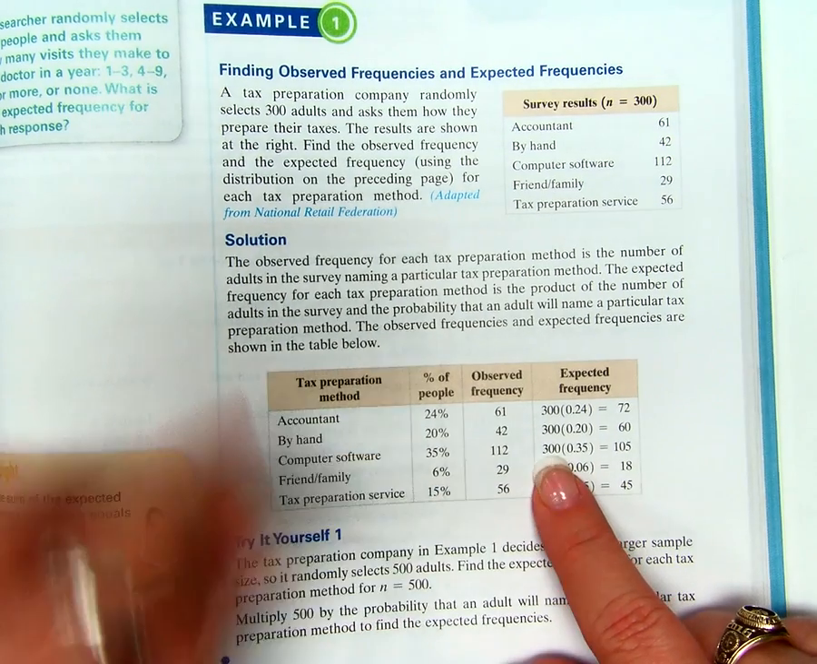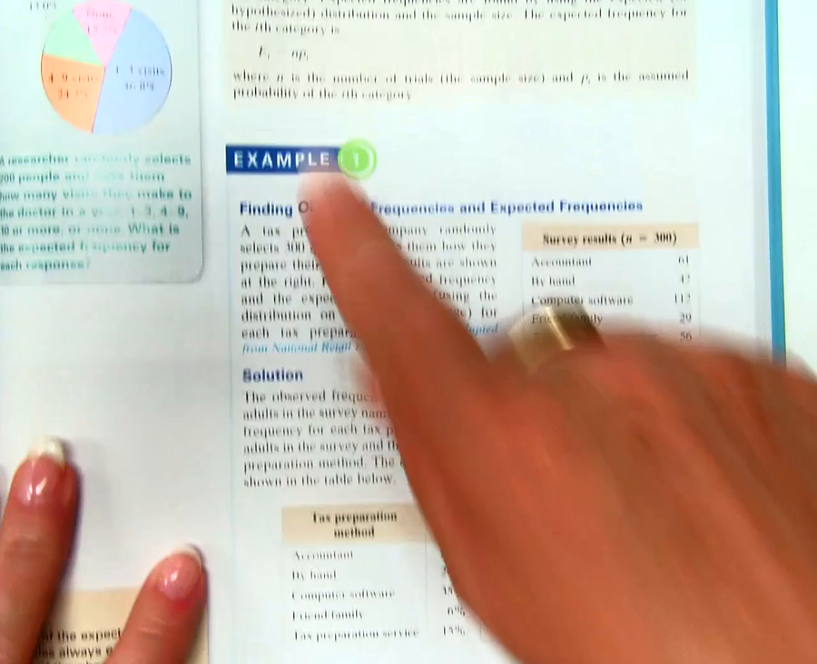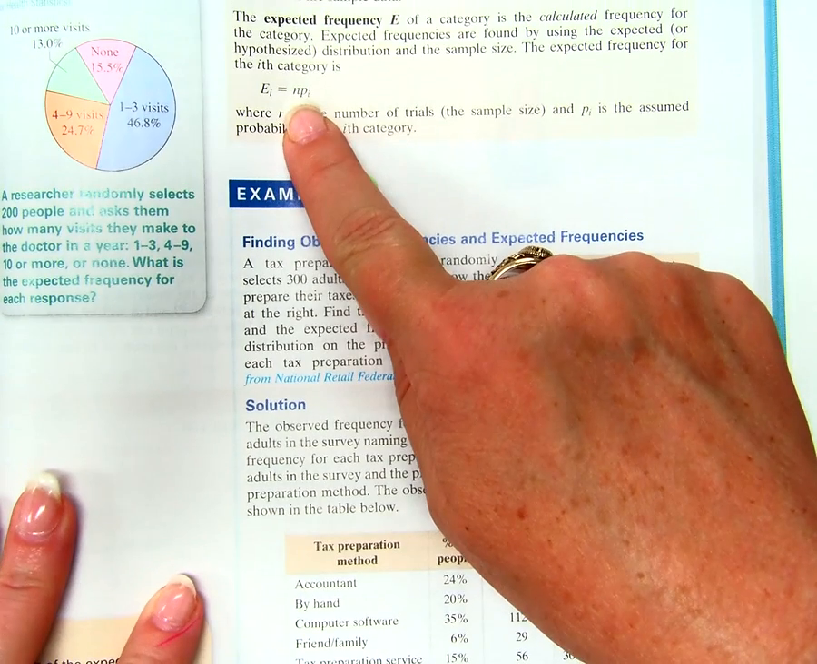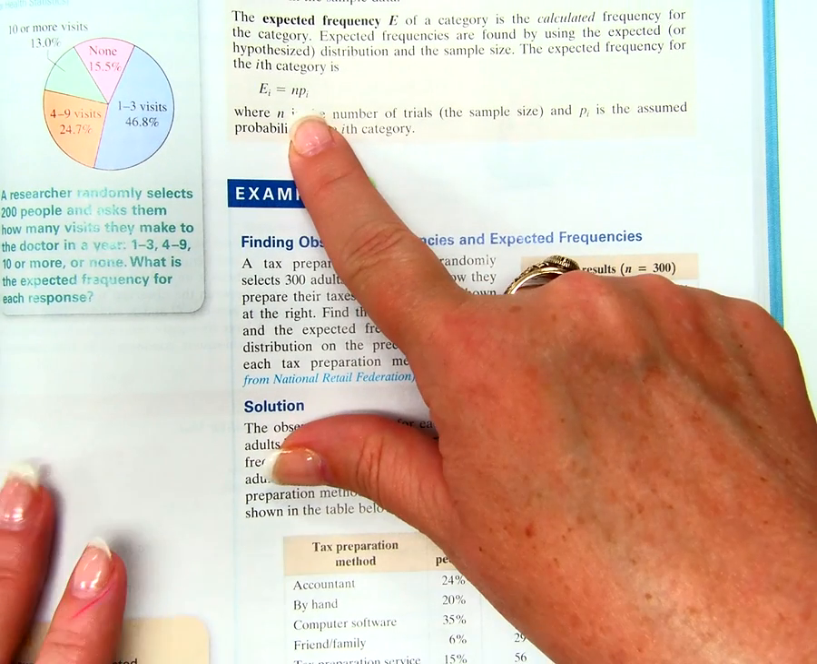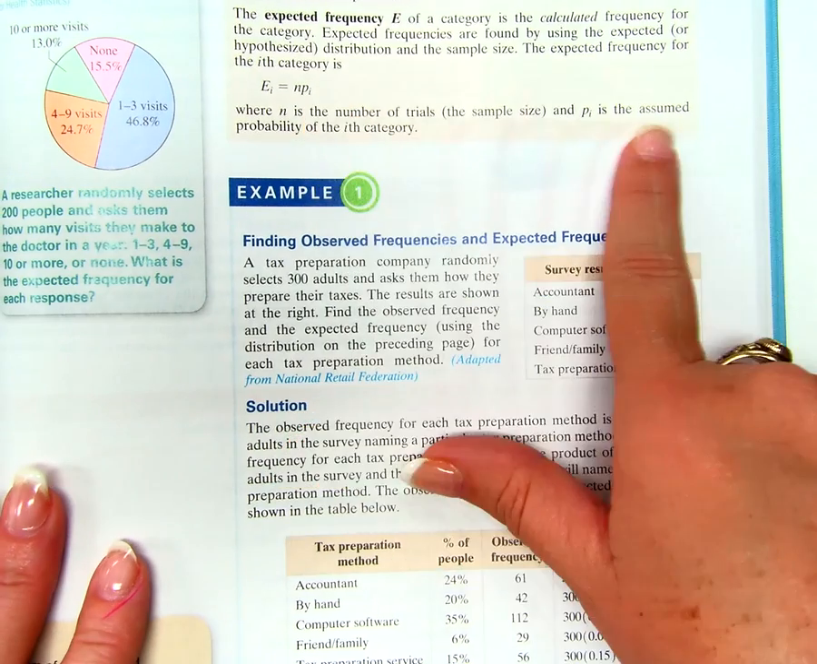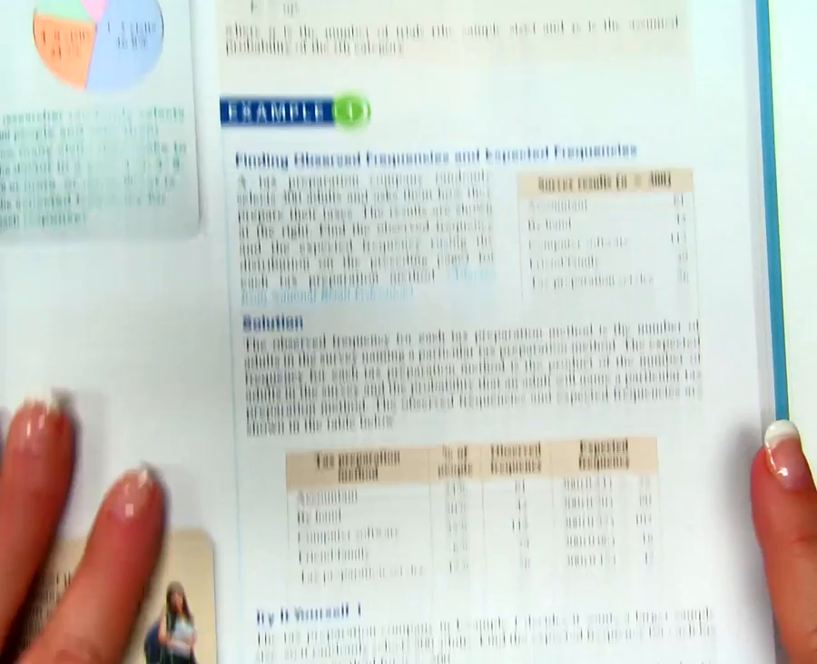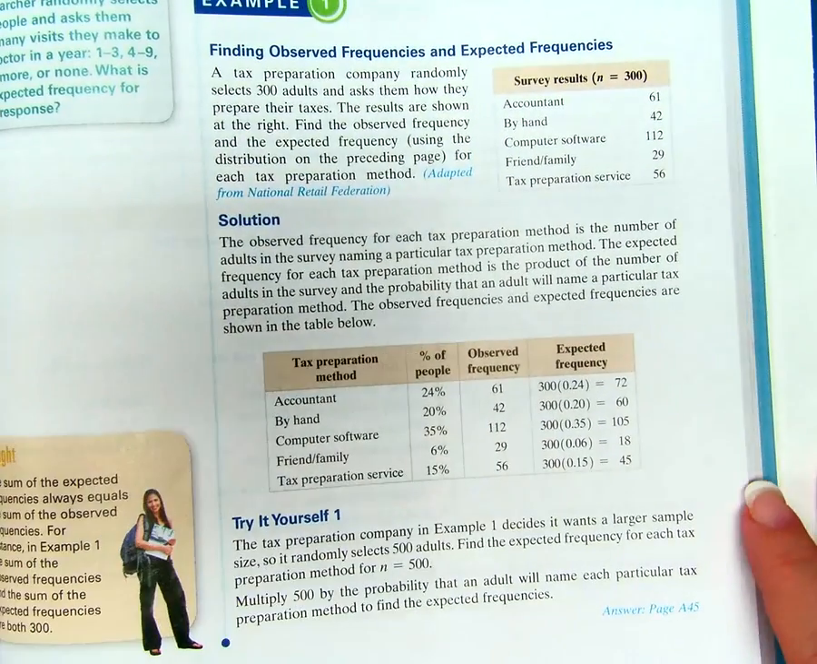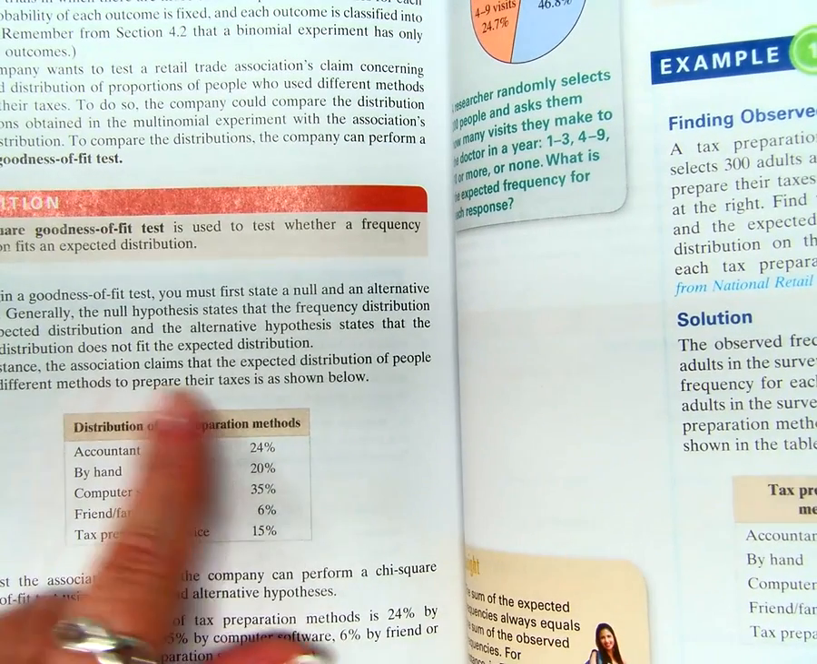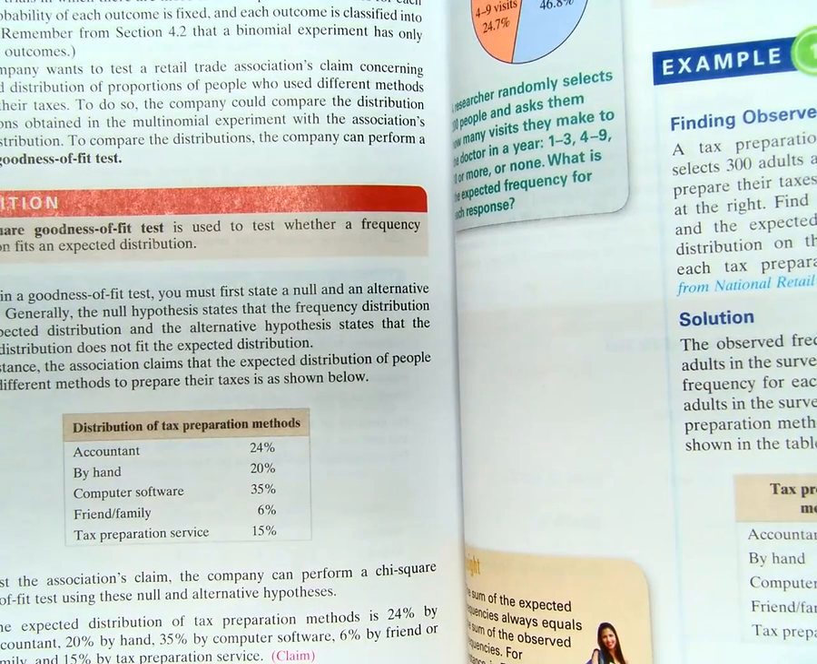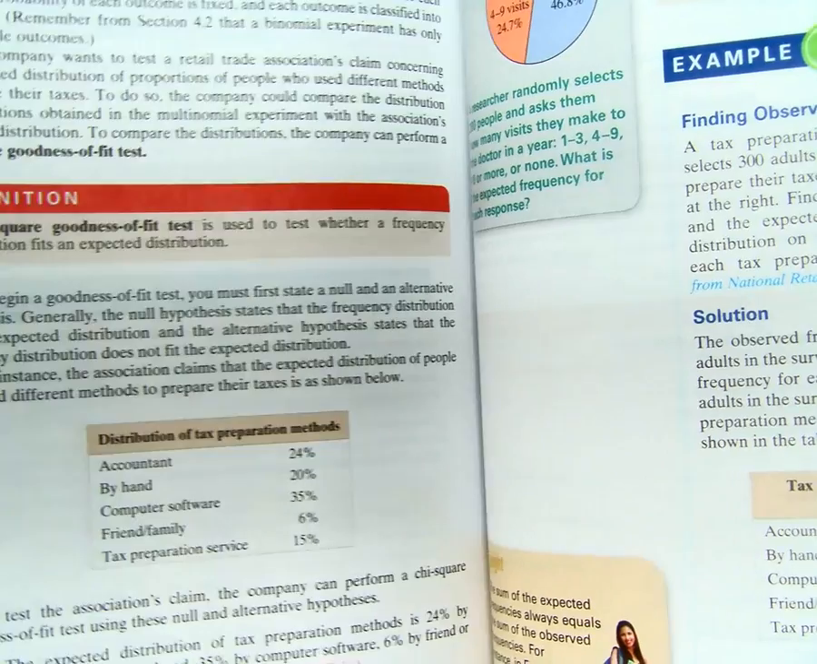Took the number that they asked for, the number of trials or the sample size, so in our case 300, and p would be the probability of that particular category. So we take the probabilities, and the probabilities come from what the association claims that the distribution should be. Is that clear? Okay.